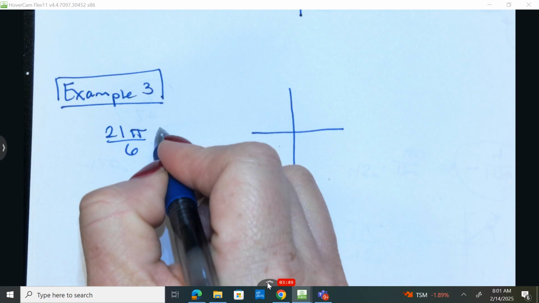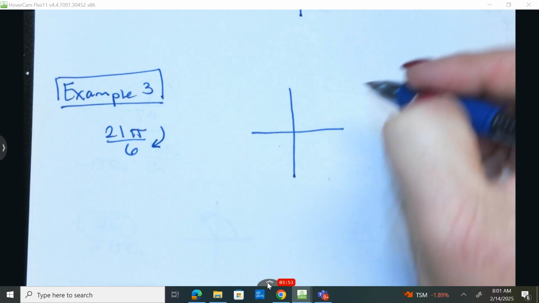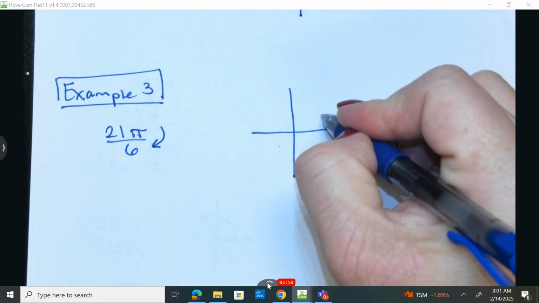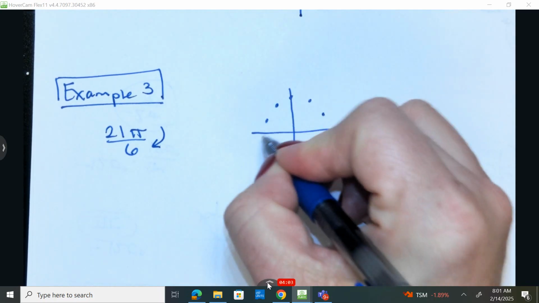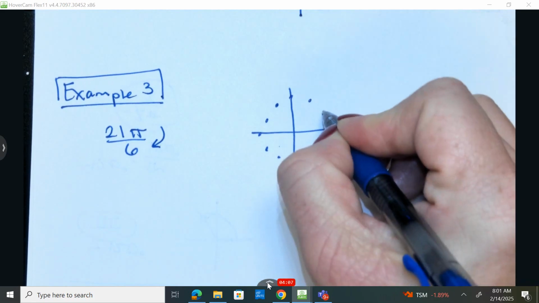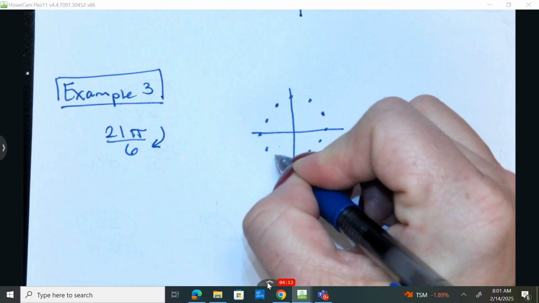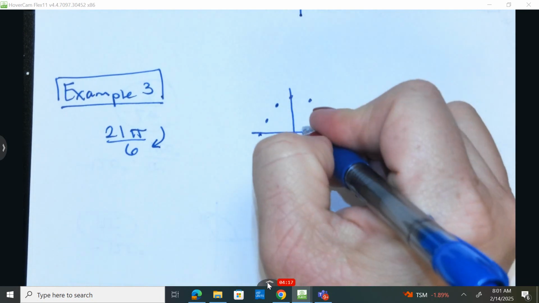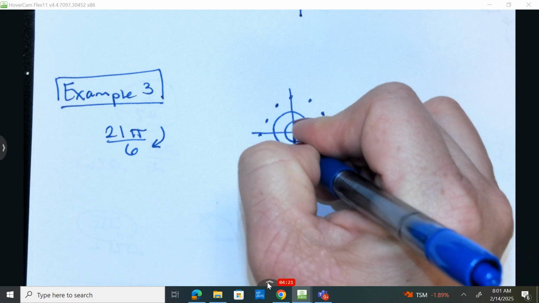Again, example 3, like example 2, is nice because I already have a denominator that's a 4 or a 6. So I'm thinking of a reference angle like the pink triangle. 1 over 6, 2 over 6, 3 pi over 6, 4, 5, 6, 7, 8, 9, 10, 11, 12, 13, 14, 15, 16, 17, 18, 19, 20, 21. So it actually lands on the y-axis. So it went around one time, and then the second time it landed right here.